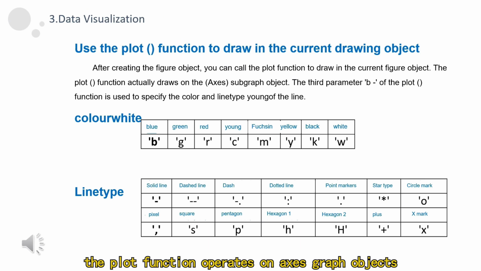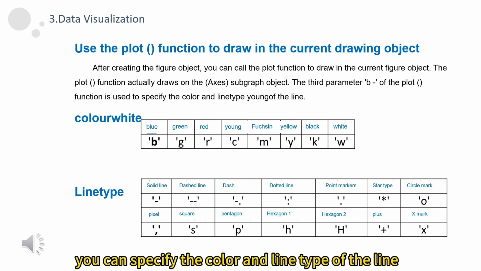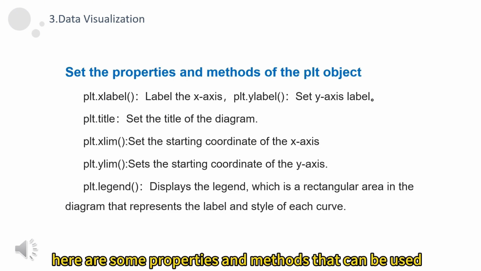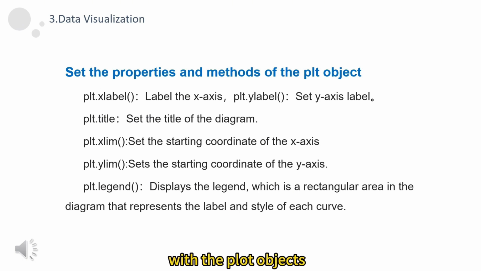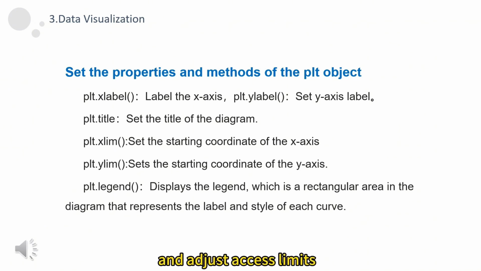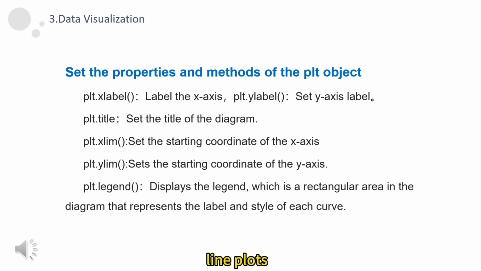The plot function operates on the axis subplot object, which is part of the figure. In the plot function, you can specify the color and line type of the line using the third parameter, such as b for blue solid line. And here are some properties and methods that can be used with the plot objects. These functions allow you to add labels, titles, adjust axis limits, and show the legend in your Matplotlib plots.